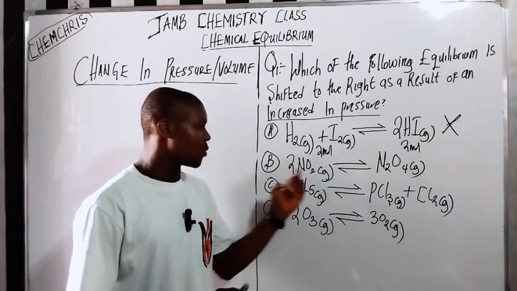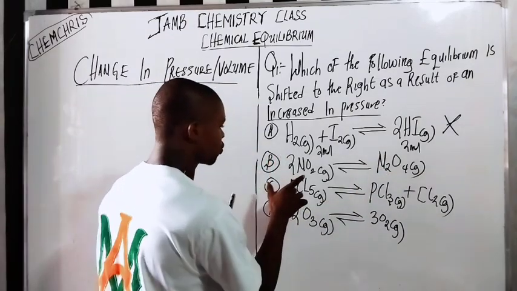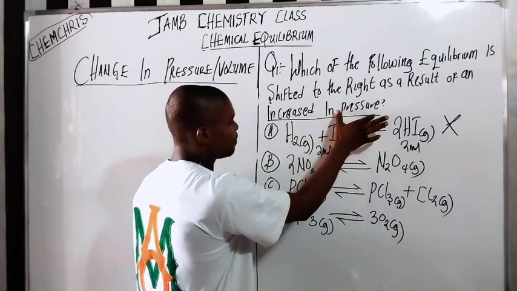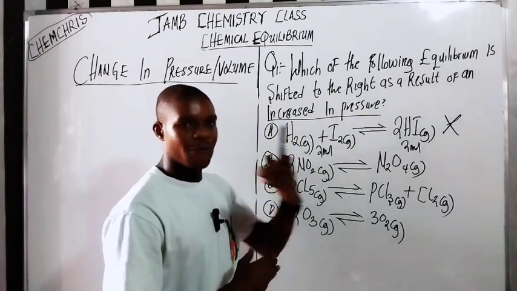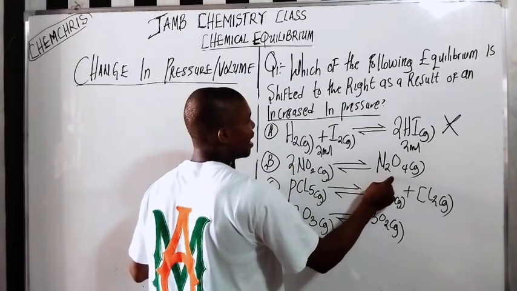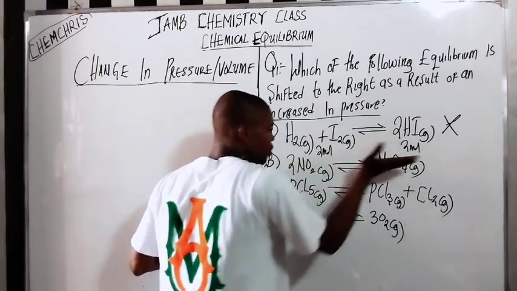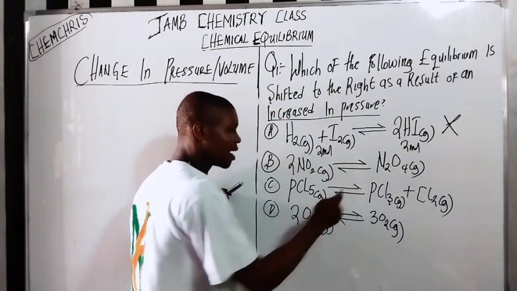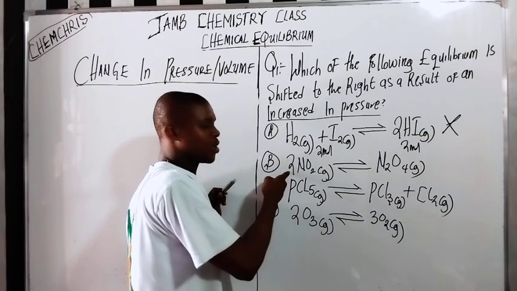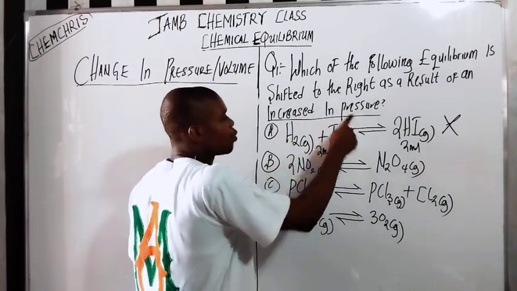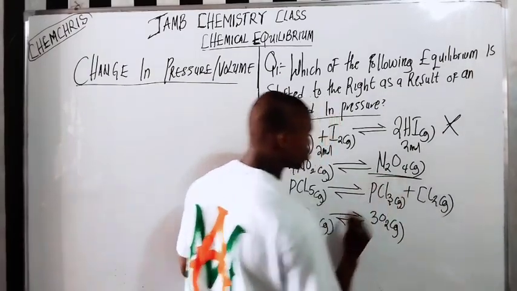Now let's look at this one here. Here we have 2 moles, here we have 1 mole. Remember, they're talking about an increase in pressure. An increase in pressure will cause the equilibrium to move to the side with fewer moles of gases. This is on the product side, right? So the reaction will move to the product side. Why? Because the product side has fewer moles of gases compared to the reactant side. An increase in pressure favors the side with fewer moles of gases.